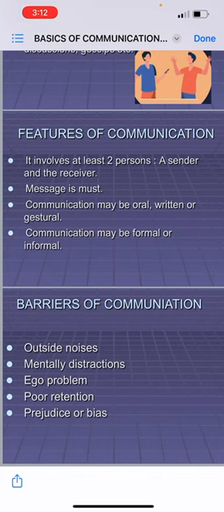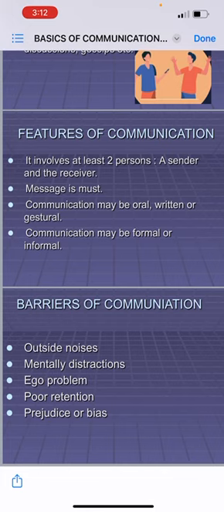And after that, prejudice or bias. In this, if a person has a negative attitude towards the other person, like a sender has a problem with the receiver, this can make the communication completely irrelevant.